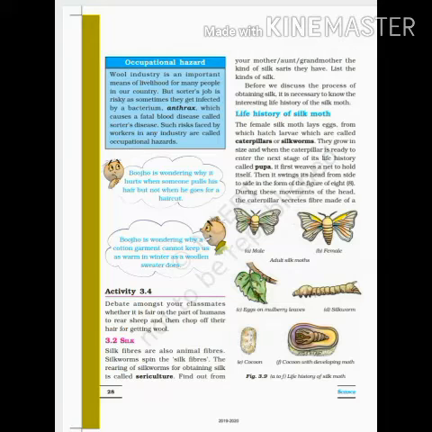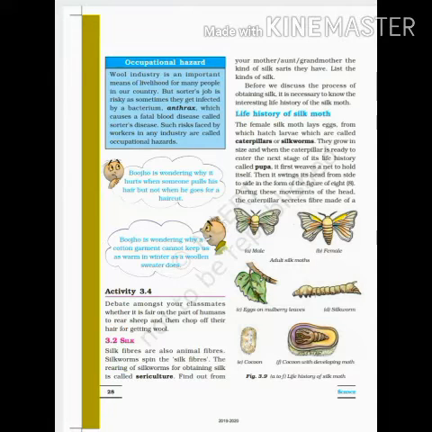Silk is a naturally lustrous fiber. It does not conduct heat, so it is a good insulator. It keeps a person warm in winter and cool in summer. The rearing of silkworms for obtaining silk is called sericulture or silk farming. It is a very old occupation in India. India produces plenty of silk on a commercial scale.